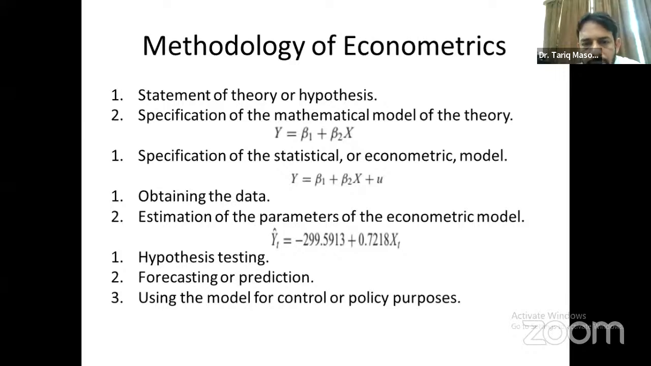Here we have estimated coefficients beta 1 and beta 2. Beta 1 is minus 299 point something, and beta 2 is 0.7218. Okay, so with this estimated model, after hypothesis testing, obviously we have to apply hypothesis testing before finalizing the model. Okay, so once your model passes the hypothesis testing stage, you can use this model for forecasting purposes. You can use this model for various other policy purposes.